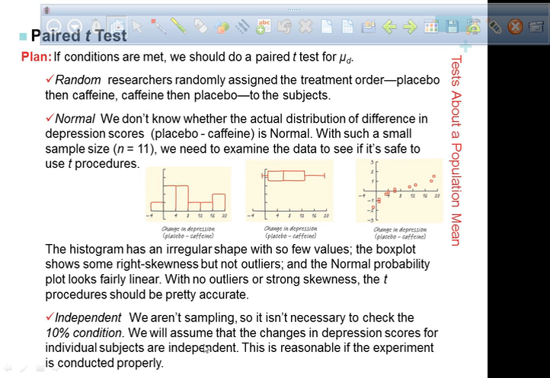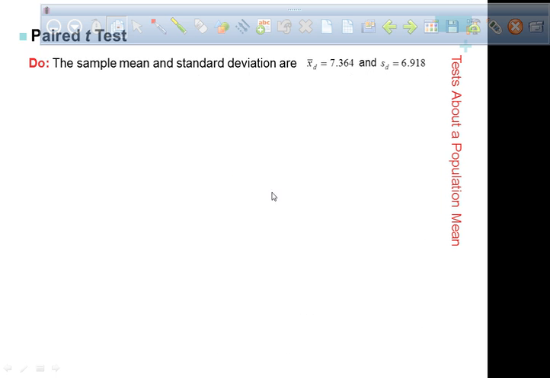Independent, we aren't sampling, so it isn't necessary to check the 10% condition. We will assume that the changes in depression scores from individuals are independent. So we don't have to, because we're not sampling with replacement, we're actually dealing with individuals, and we're going to say one person's depression score isn't dependent on somebody else's. So we're good to go on our conditions.